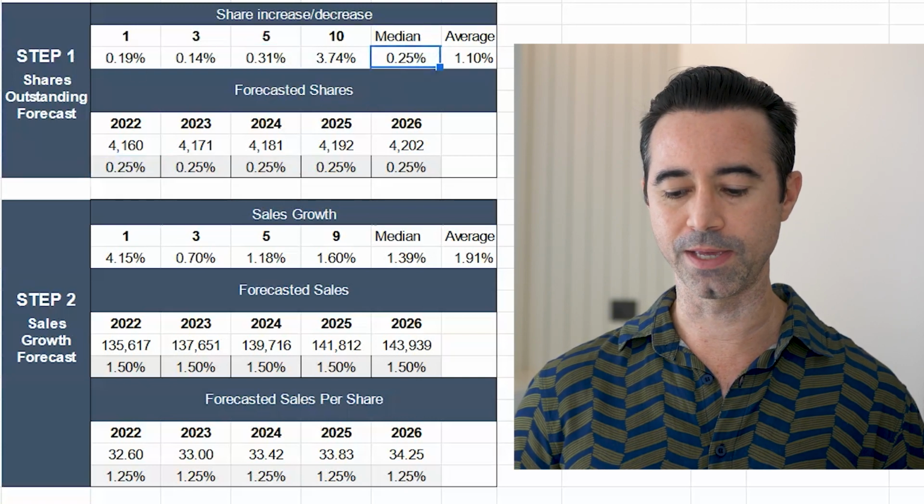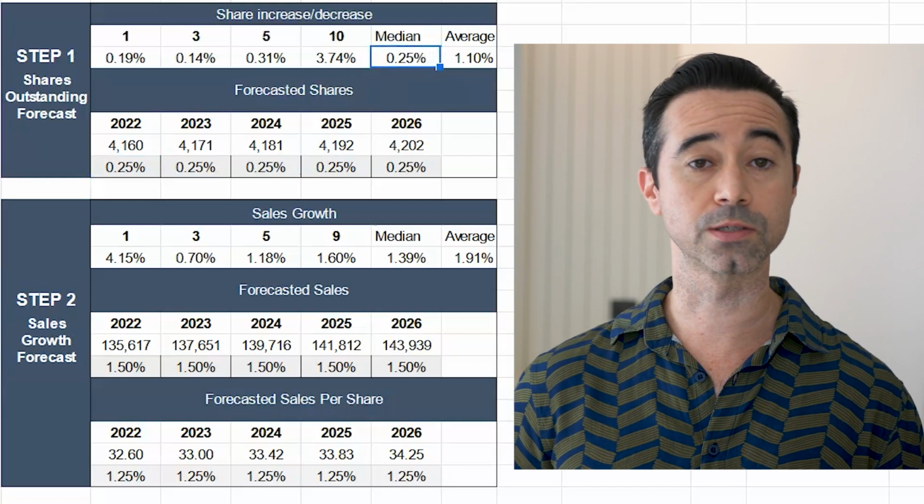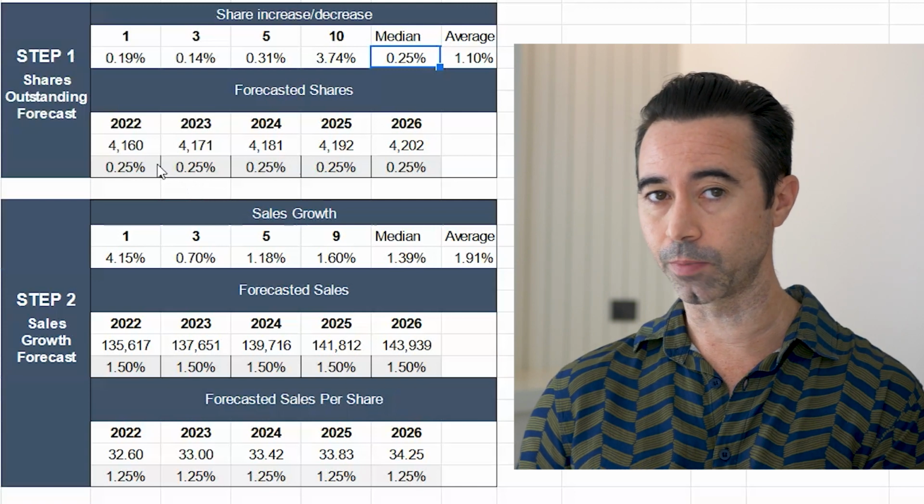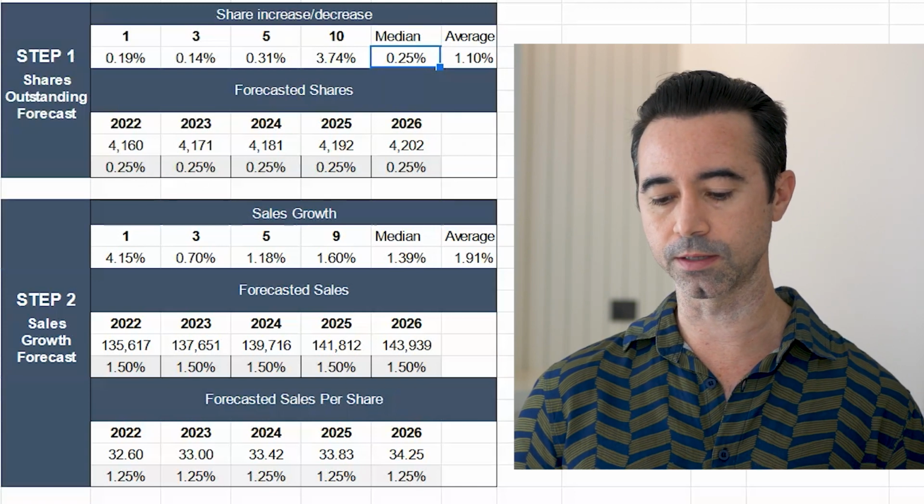0.25%. I'm just going with the median here. I don't think they're going to dilute us too much going forward. So this might be a little bit aggressive, you might think, but that's what I think. So I'm not diluting the shares that much.